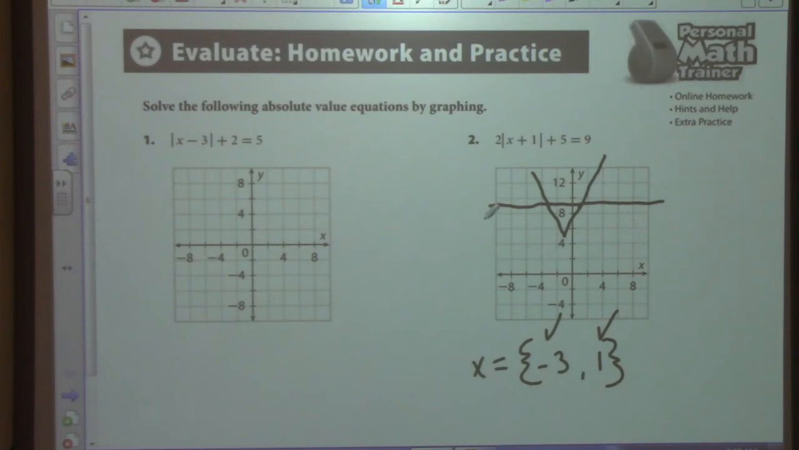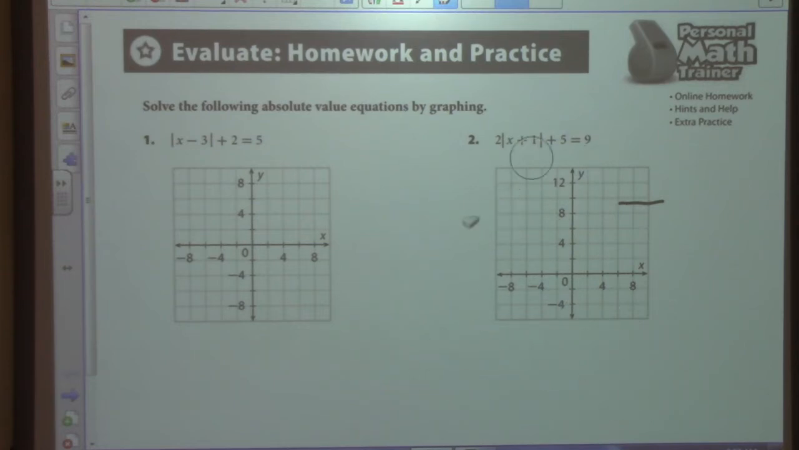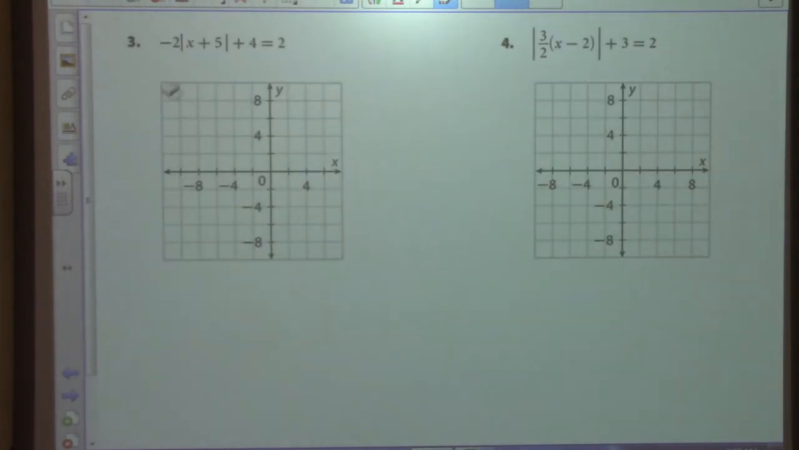Okay? Are we okay with this? Yes. Did anybody graph this in a calculator to check? I did not. You did? Yes. Did you really?